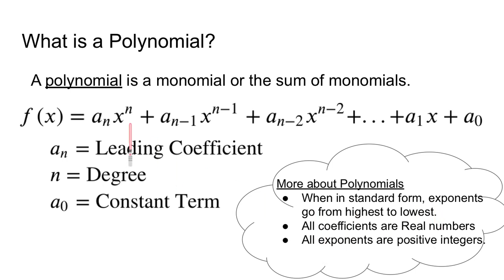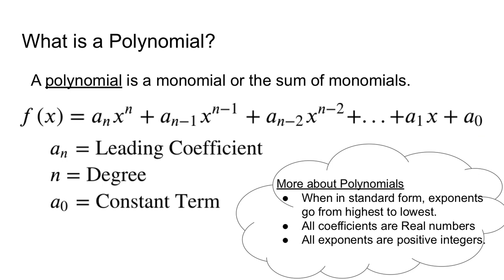We always start with the highest exponent. So that n would represent the highest exponent. We call that the degree. And then the number that's in front, the starting number, is what we call the leading coefficient. And then the number that's all the way out here on the end is called the constant. Okay, I'll give you some examples on the next screen.